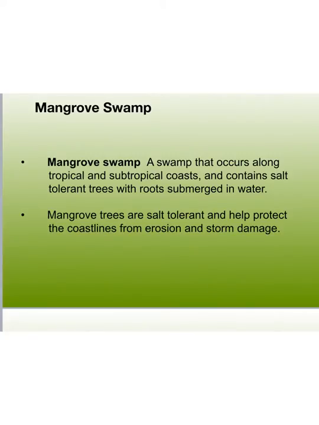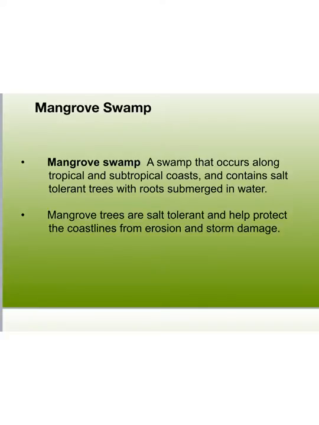The mangrove swamp is, in my opinion, one of the most beautiful, and it occurs along the tropical and subtropical coast, usually in South America. If you can imagine the Panama, Costa Rica areas, those are a lot of mangrove swamps there. And usually these guys here have trees whose roots are submerged all the way into the water. And most of these trees, called mangroves, are salt tolerant.